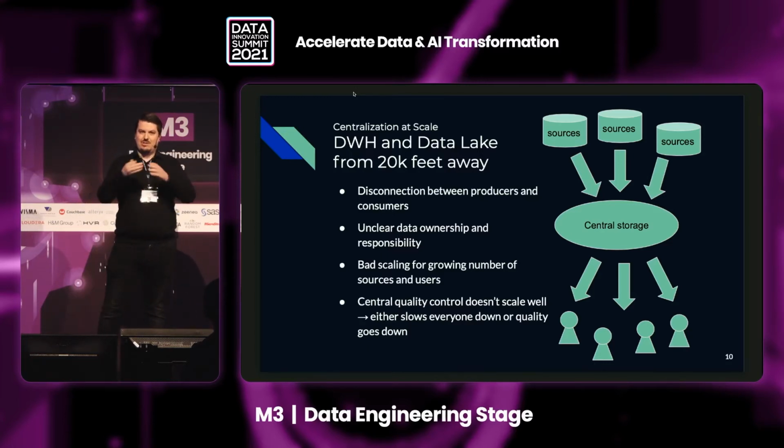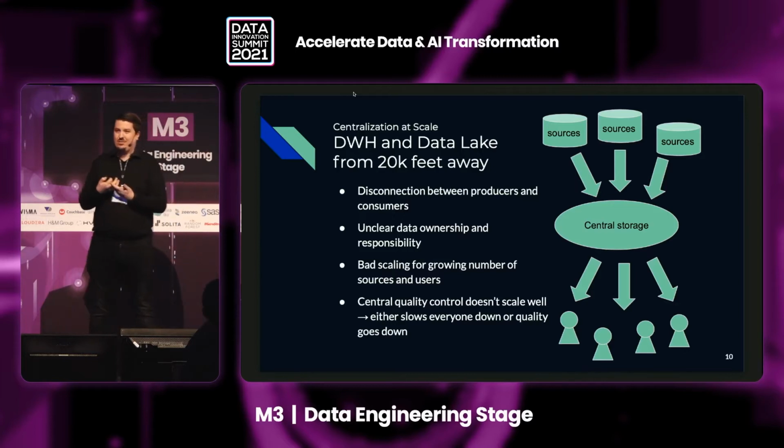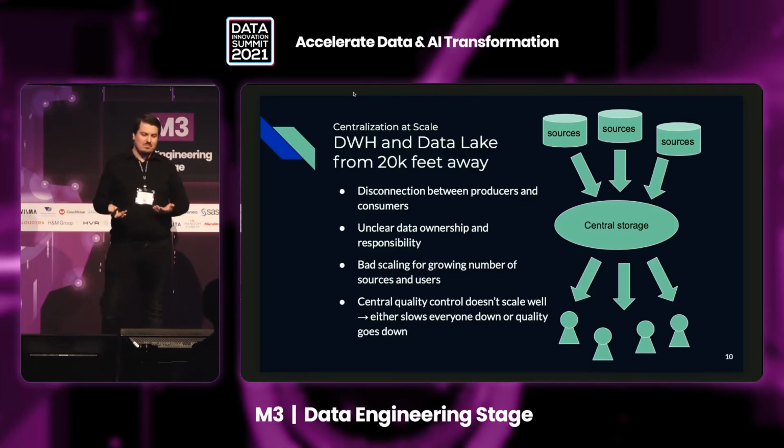Because on the one hand, you have an ever-growing amount of producers, but you also have an ever-growing amount of consumers that want to make use of this data. And this is incredibly hard because your infrastructure team cannot indefinitely scale, because there are simply organizational limits and also limits in terms of money that the companies are willing to put in there. And especially when you look at things like quality control, it really doesn't scale well. Because either you slow down everyone by forcing some quality standards on them, or the quality simply goes down.